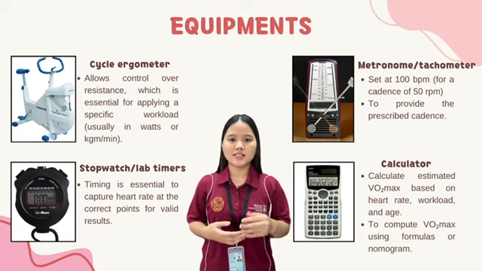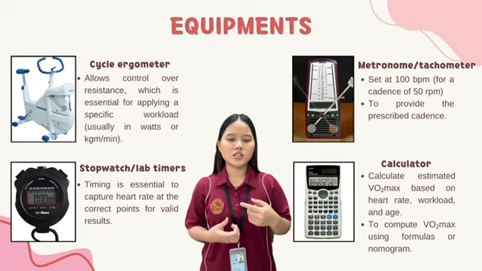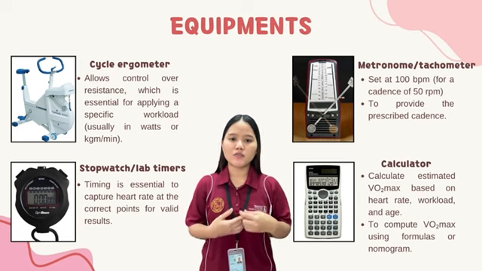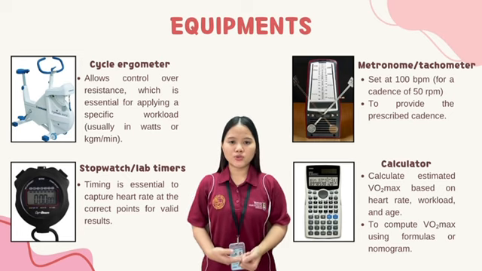And last is the calculator. After the test, the data, workload, heart rate, age and sex, is used to estimate VO2 max. A calculator is needed to apply the formula or use a nomogram to find the final result.